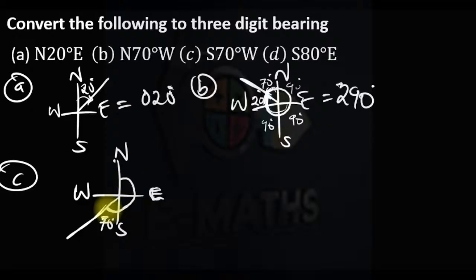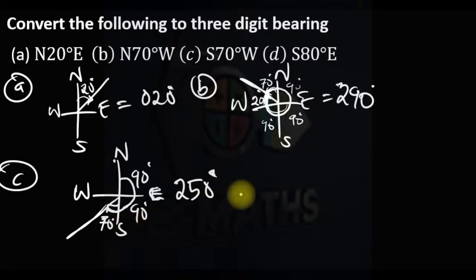So this is 90 plus 90 plus 70. So the answer is 180 plus that, which should be 250 degrees.